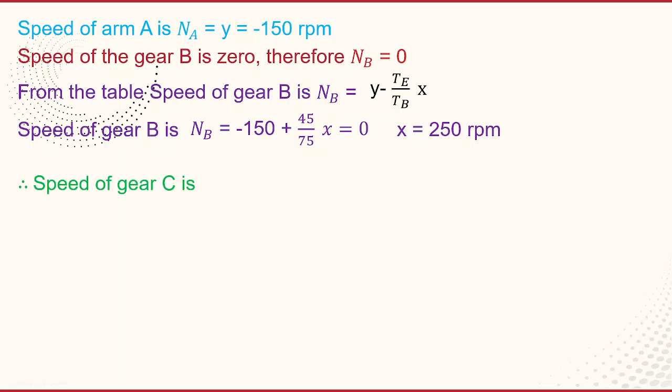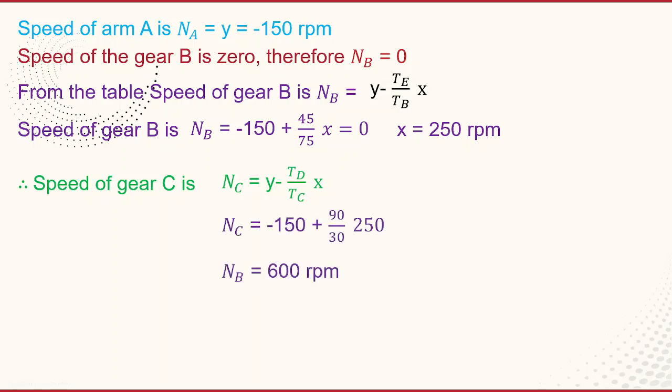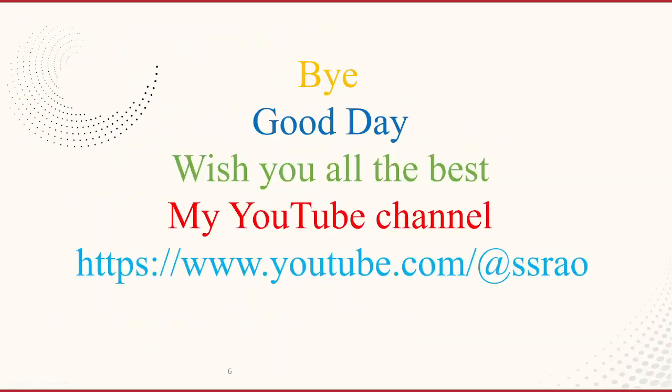The speed of the gear C you can find out: NC is equal to y minus TD by TC into x. Substituting the data, you can obtain the speed of the gear wheel C as 600 rpm. And here it is positive, so it is in the anti-clockwise direction. The direction of gear C is anti-clockwise. So likewise you can solve the problem. In the tabular method, almost all problems are solved in a similar way. I hope everyone can understand.